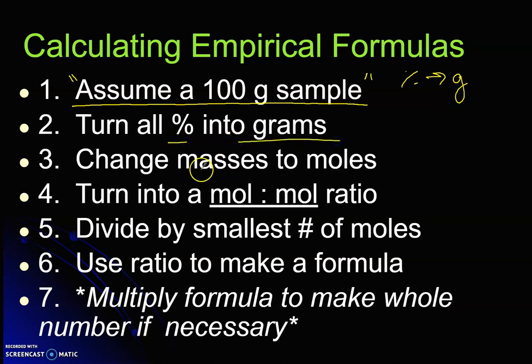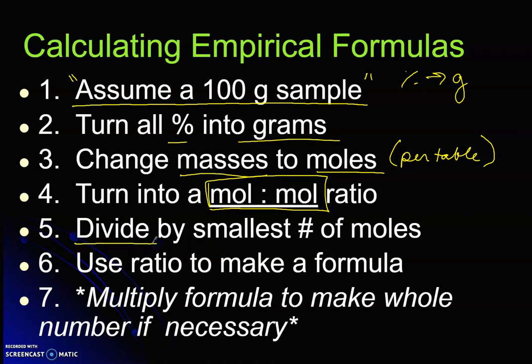Okay, then you can change your masses into moles using your periodic table and the molar mass. Okay, once you have all of your moles, then you can set up a mole to mole ratio. And then your goal is to get to the lowest mole to mole ratio. So what we do is we divide all of the numbers in that ratio by the smallest number of moles. That will make a 1 to something ratio. And that ratio can be used to make a formula.